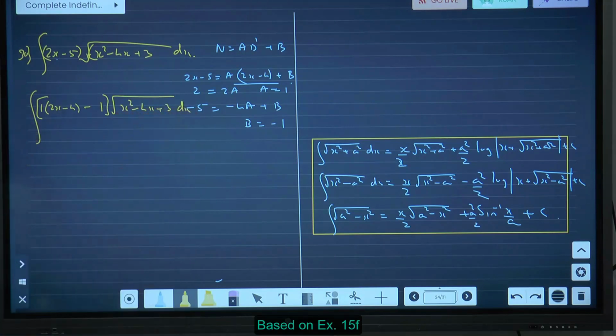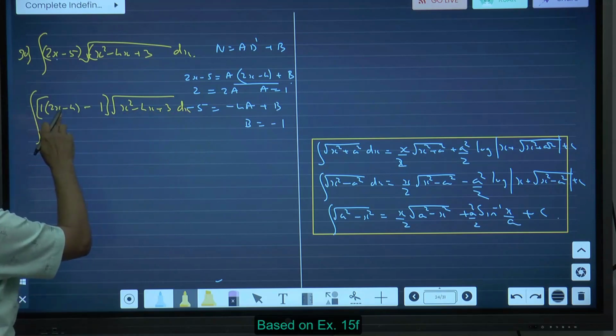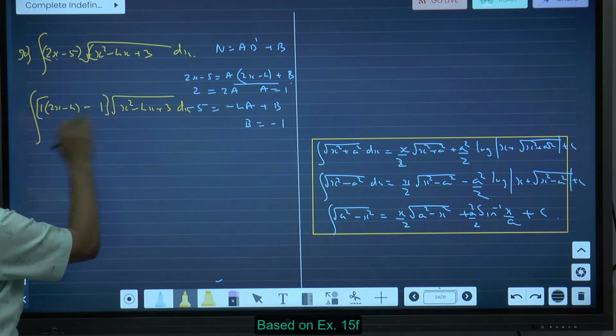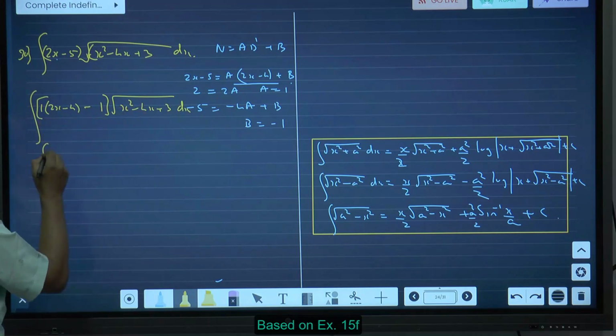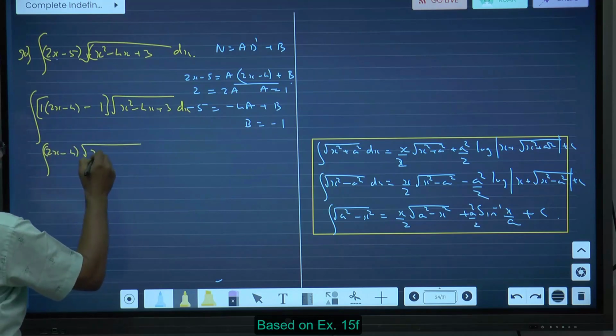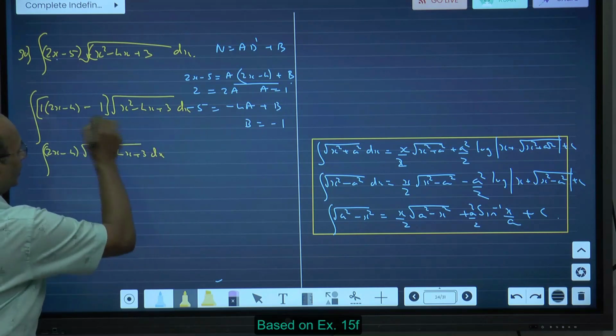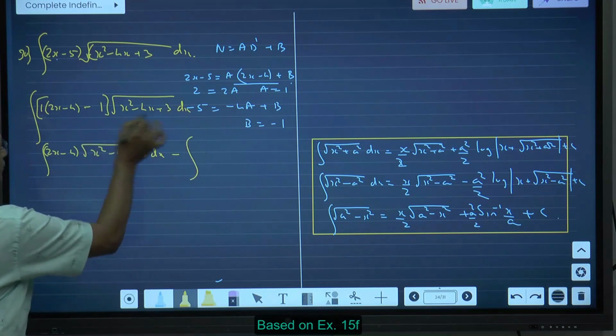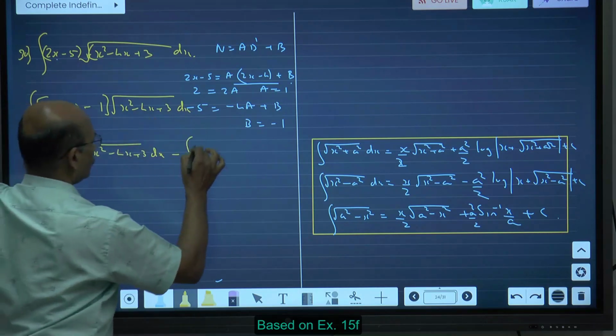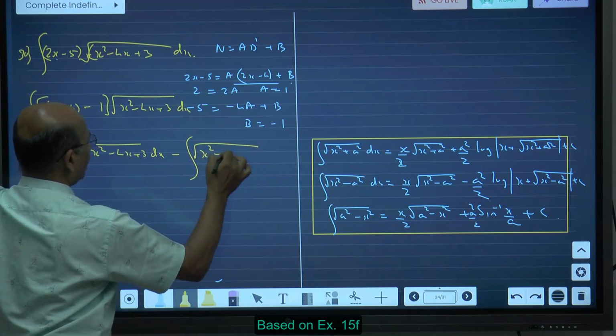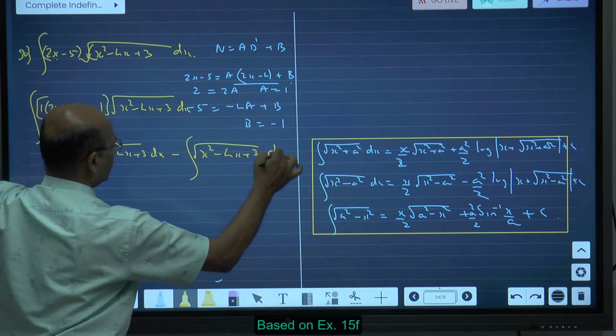Huge sum, but we will do it. Now once you finish with this, I wrote a into the derivative plus b. Now open up this into this. So this will become integral of 2x minus 4 into root of x square minus 4x plus 3 dx, minus integral of root of x square minus 4x plus 3 dx.